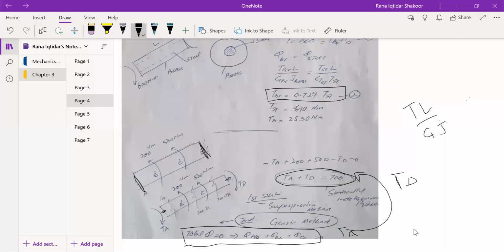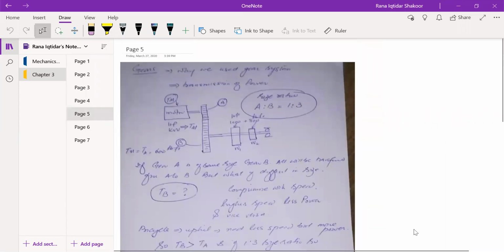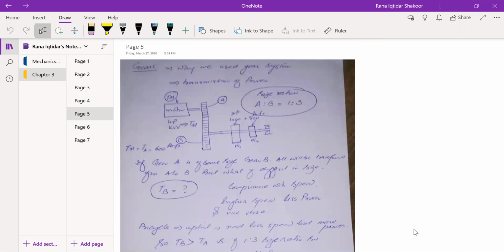So let's start from page 5, right? This is specifically the gears, because the gears are the very most important equipment or component in machines. And I hope you remember why we use the gears. We primarily use the gear for the transmission of power, right?